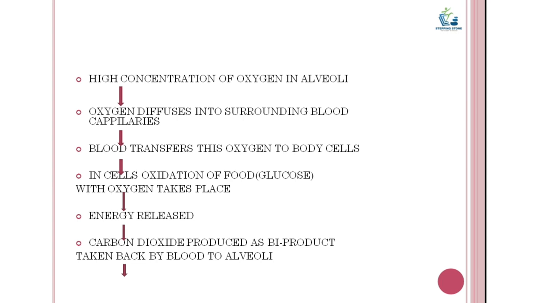So in this way, due to the difference in concentration of carbon dioxide, the carbon dioxide reaches from the body cells to the alveoli, through the bronchioles, bronchi, and finally through the nostrils. It is expelled to the atmosphere when we breathe out.